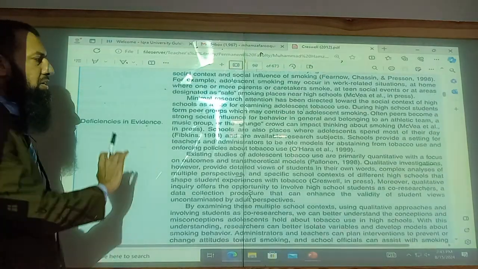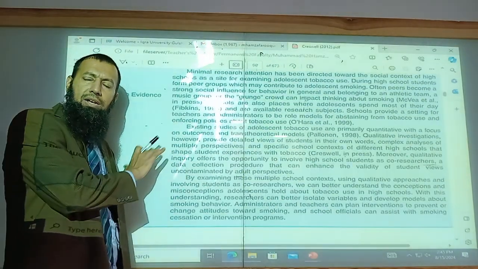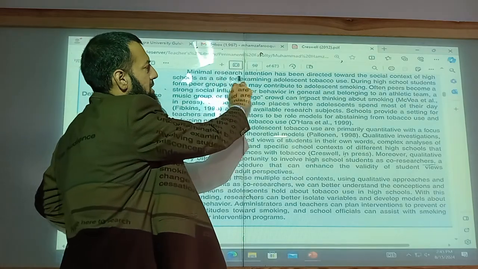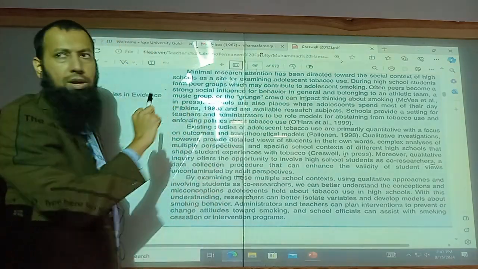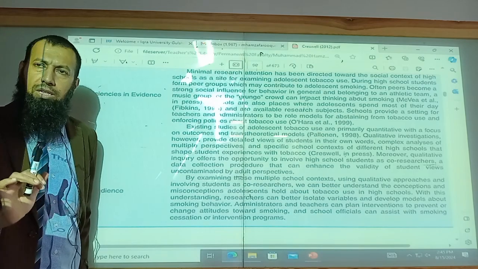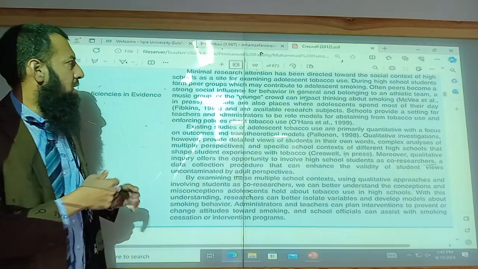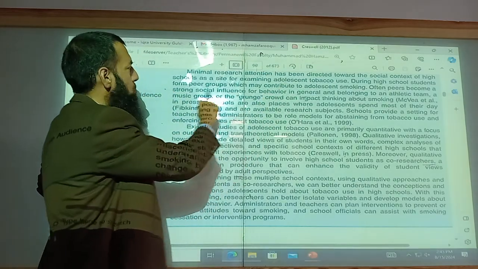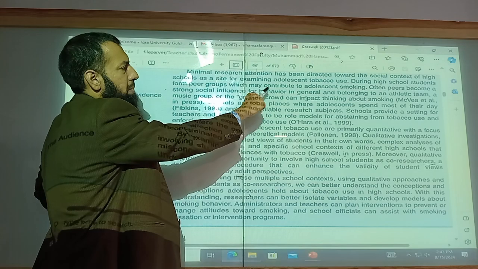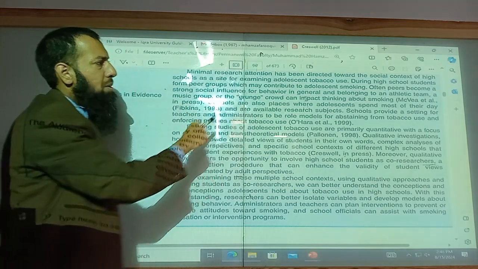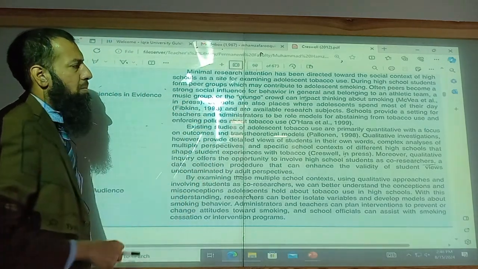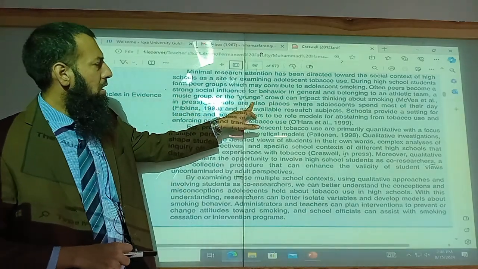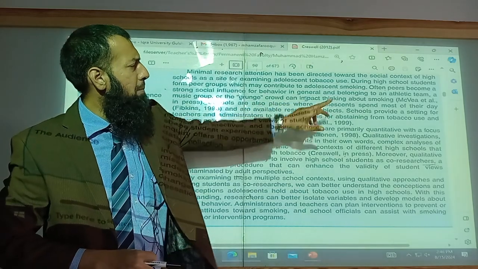Deficiencies. When we talk about the deficiencies, we talk about that these are the things which are not being done. For example, minimal research attention has been directed toward the social context. Now we talk about the social context, because we are interested in the social context. Schools as a site for examining adolescent tobacco use. During high school, students form peer groups which may contribute to adolescent smoking. Often peers become a strong social influence for behavior. In general, belonging to athletic team, a music group, or the grunge crowd can impact thinking about smoking.